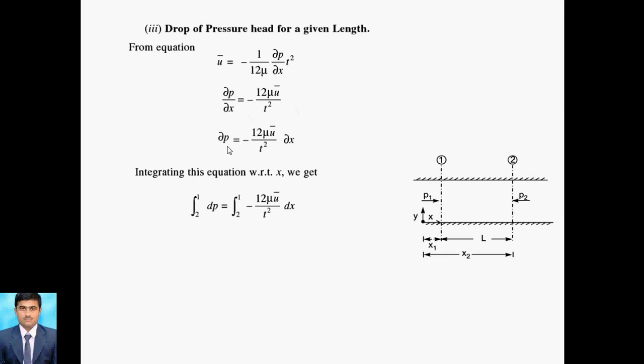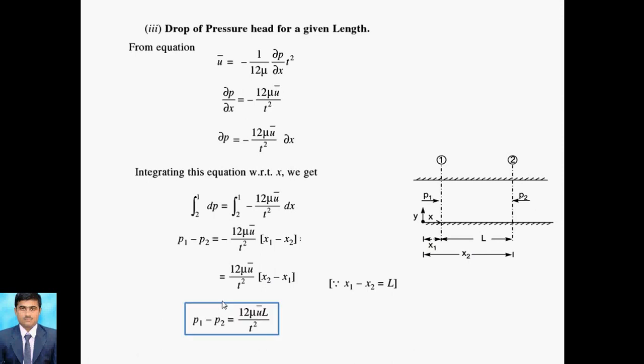So integrating from 2 to 1, which is dp equals, we get p1 minus p2 on one side and x1 minus x2 on the other. After putting this value, that is x2 minus x1, there is a minus sign, so we can take that minus sign outside, then x2 minus x1. This is the relation. Now x2 minus x1 means the whole distance between section 2 and section 1, so only L remains, and we can put L. So P1 minus P2, the pressure drop, is nothing but 12 mu u bar L divided by t square.